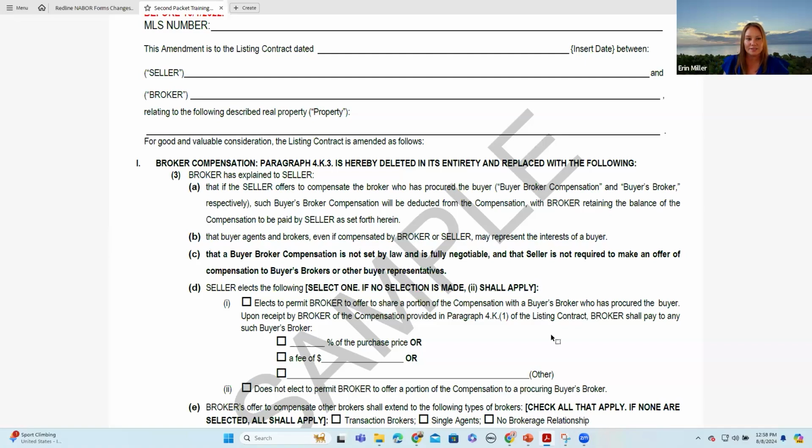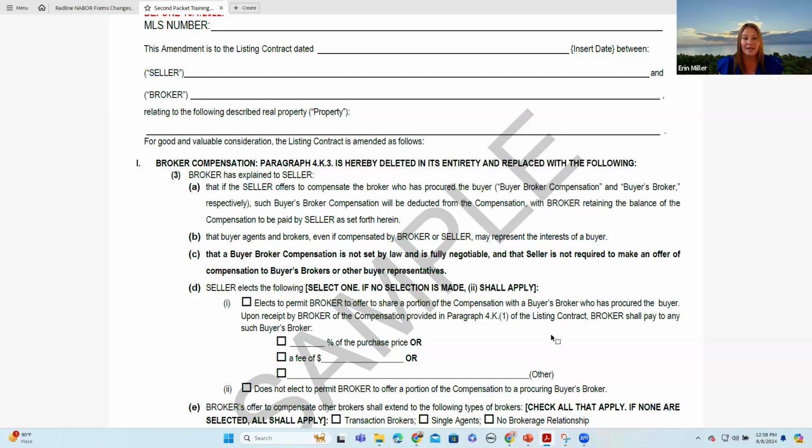Broker has explained to the seller that if seller offers to compensate a broker who's procured the buyer, such broker compensation will be deducted from the total compensation due to the listing broker, with the listing broker retaining the balance of the compensation to be paid by the seller as set forth herein. Also, buyers, agents, and brokers, even if compensated by the broker or seller, may represent the interest of a buyer. Subparagraph 3, that a buyer broker compensation is not set by law, is fully negotiable. Seller is not required to make an offer of compensation to buyers, brokers, or other buyer representatives.